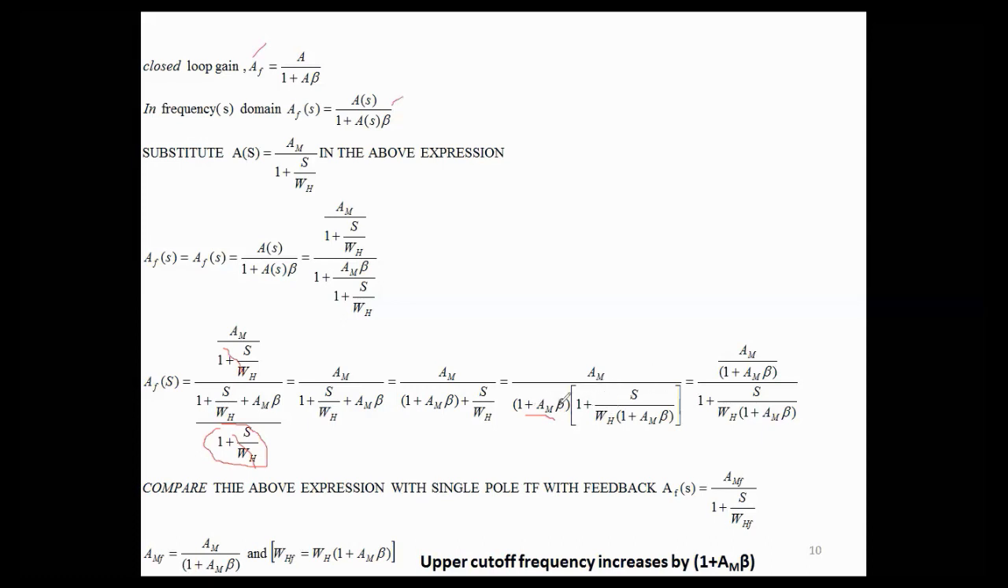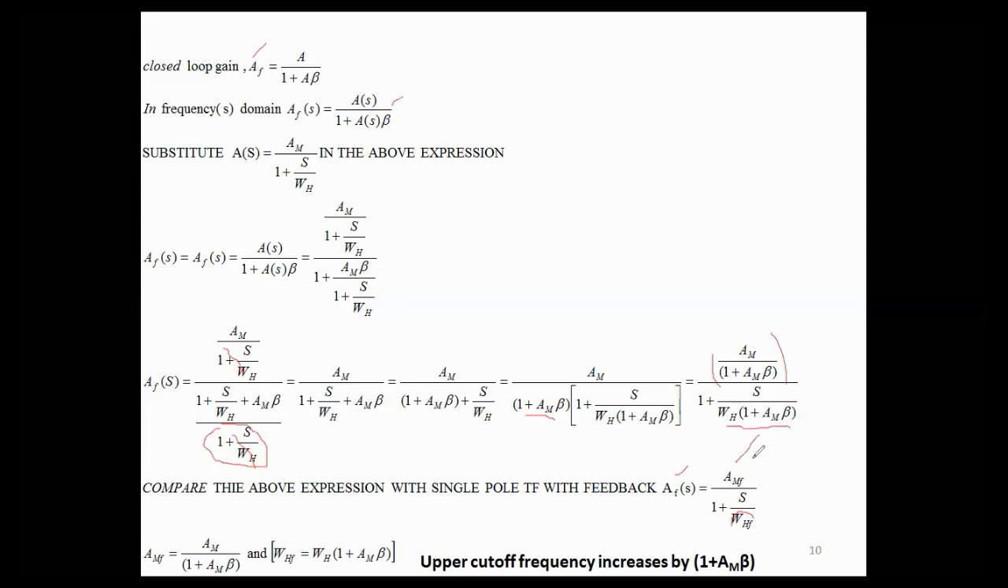This 1 plus AM beta goes to the denominator here. So we can rewrite this expression as AM divided by 1 plus AM beta; after connecting the feedback, the mid-band gain is decreased by 1 plus AM beta. In the denominator, 1 plus S over omega H into 1 plus AM beta. If you compare this expression with the transfer function after connecting the feedback, AF of S equals AMF divided by 1 plus S over omega HF, then omega HF equals omega H into 1 plus AM beta.